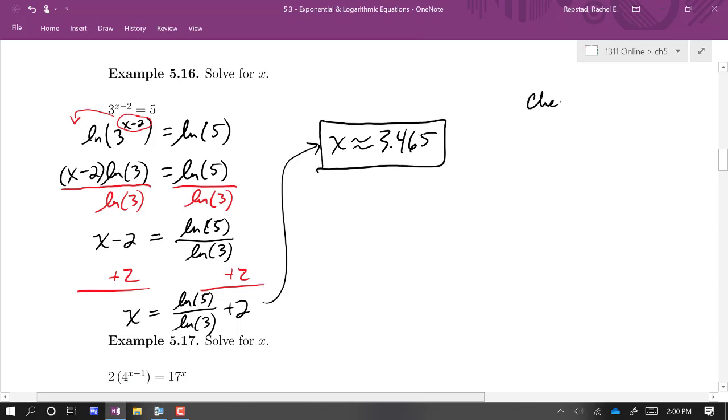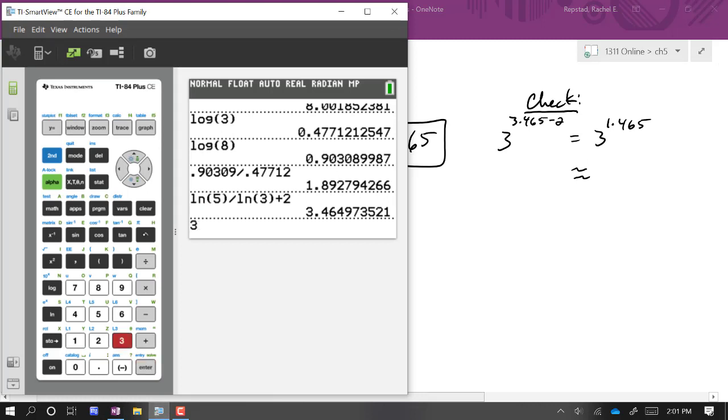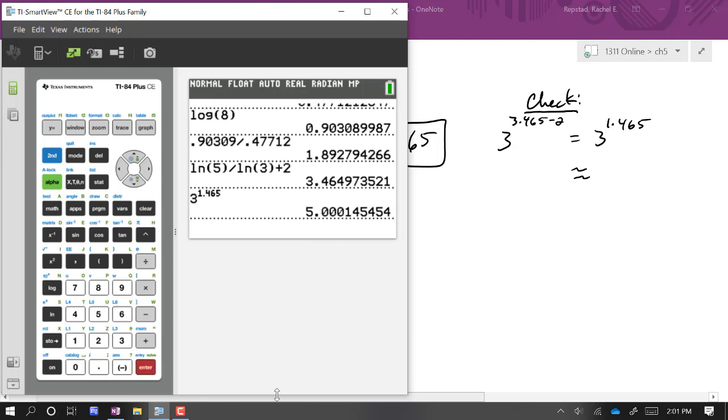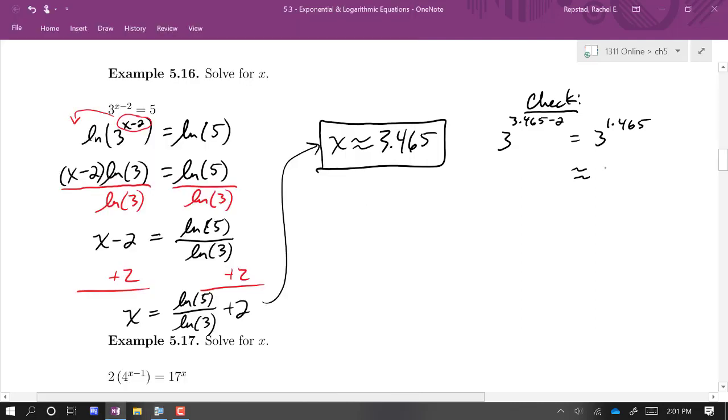And then we want to check. So if we do a quick check here, 3 raised to the 3.465 minus 2 power, that's 3 to the 1.465 power. That's 5.0001. So that checks out. So this problem was a little bit more involved than the last one, just because we were raising 3 to the x minus 2 power. We had to do just a little bit more algebra to solve.